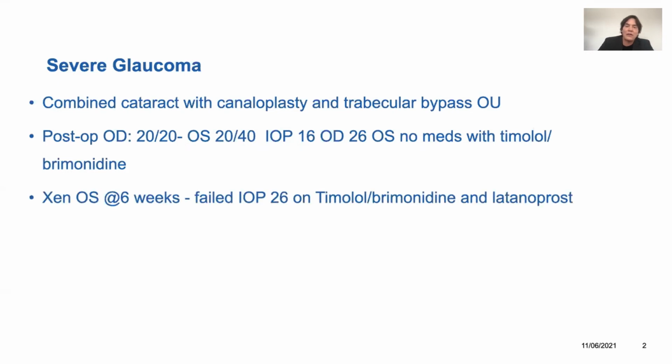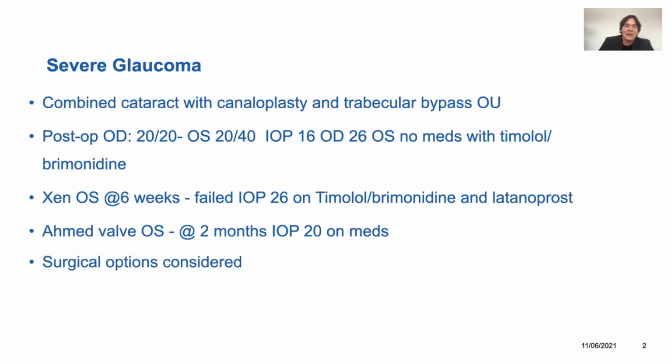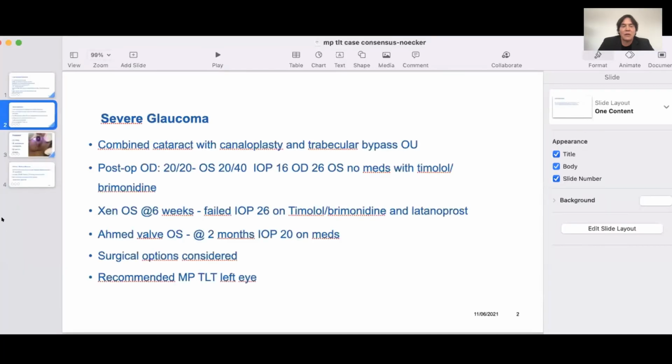Did a Xen a few weeks later. That lasted for about 6 weeks, and his pressure was back at 26. Did an Ahmed valve, got marginal success. Got him down to 20. So once again, this guy had a lot of surgery over a few months. And then we had to keep thinking about what else there is to do. Maybe I wouldn't always save it for last, but we did all the very reasonable things in very short order. He'd had some effect from the Ahmed, that was probably the thing that worked the best. And then we did MicroPulse.